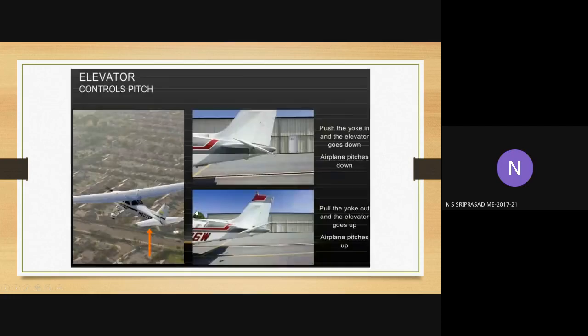Next, we have the elevator, right? So in every plane, this is the tail section. This particular section is called the tail section, you see here, and this thing that is going upwards here or downwards here is called the elevator. This particular surface is responsible for controlling the up and down motion of the plane.